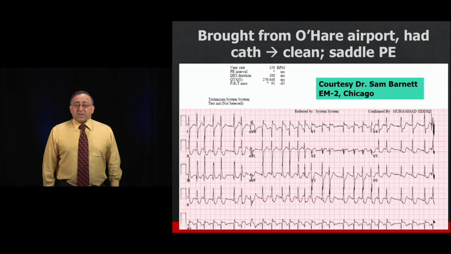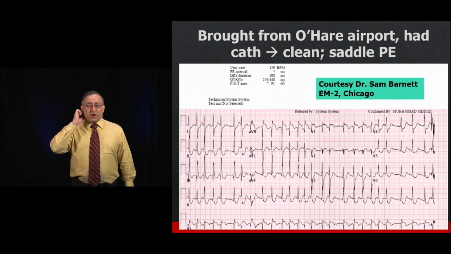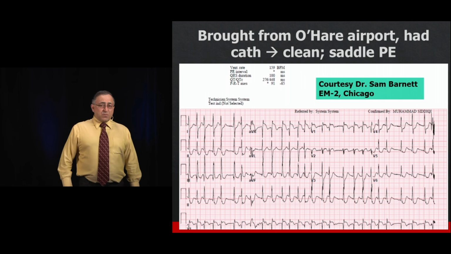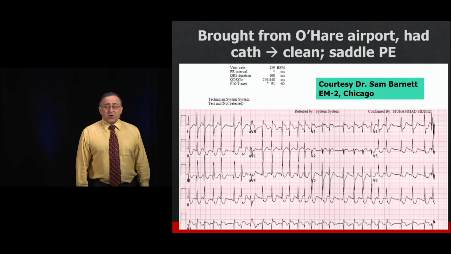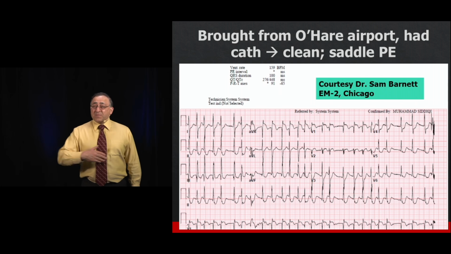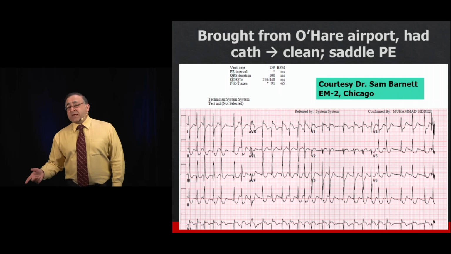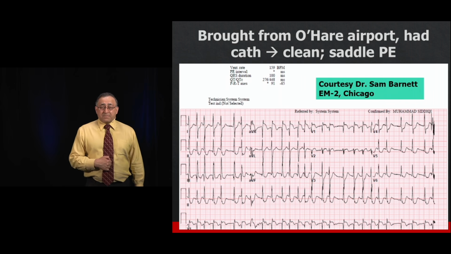Here's another one. This is a patient that just got off a flight in Chicago's O'Hare Airport, and he got taken to a local emergency department. He had ST elevation, V1, V2, and AVR with a big rightward axis. They were thinking STEMI. They took him to the cath lab. His cath was clean. Then they realized it was a saddle PE and diagnosed that on coronary CTA.